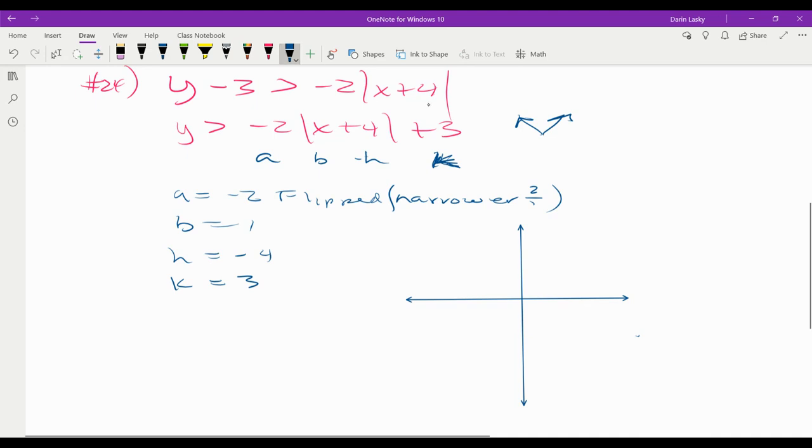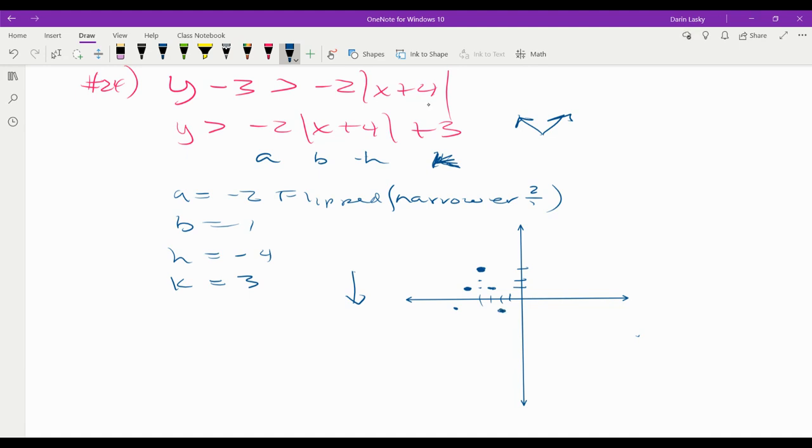So if I'm going to go H and K, I'm going to go over negative 4. 1, 2, 3, 4. I'm going to go up 3. 1, 2, 3. So there is my center. Okay, so there's my center. We also have the fact that this thing is going to go upside down, so it's going to go this way. We're going to go down 2, 1, 2, and over 1 on each side. And you can keep doing this, down 2 and over 1, down 2 and over 1, because we want a V.